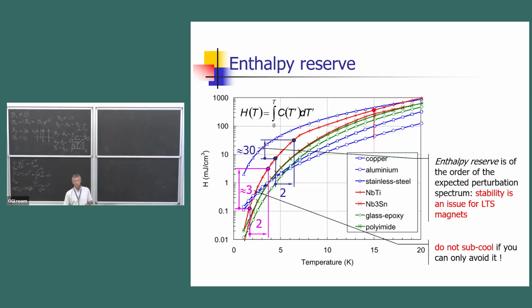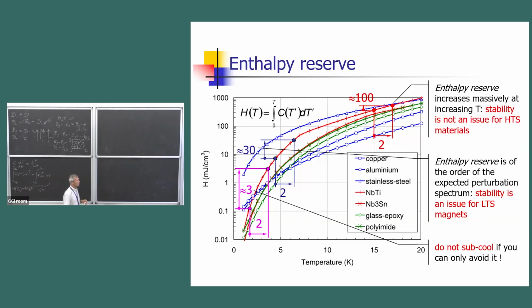Now, let's do the same at 15K. Assume that you take a high temperature superconductor that can operate at higher temperatures. A 2 Kelvin margin corresponds to about 100 millijoules per cc. This is also interesting because, as you've seen, the envelope of this perturbation is typically 10 to 100. If you take a larger margin, you end up in the 1,000 millijoules per cc because heat capacity is so high at this temperature. And so that shows that the enthalpy reserve, because it increases so much, makes stability not an issue for HTS. High temperature superconductors are happily operating nearly to IC when they are at higher temperature.